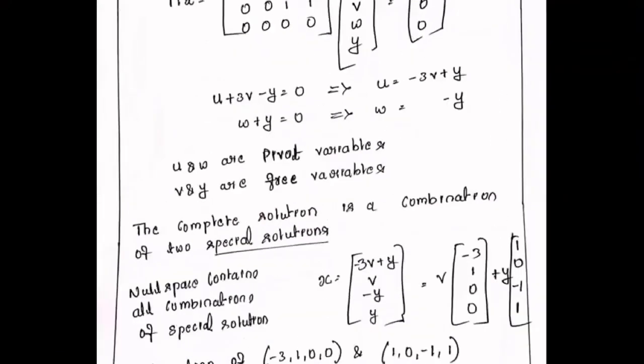See, what you should do is, you have to write here U, V, W, Y. That is a representation, U, V, W, Y. What is U? You know that U is minus 3V plus Y. That is what I have written. V, no substitution is there. Whereas what is W? W is minus Y. So that I have replaced by minus Y. And last one is Y. So I don't have anything here.